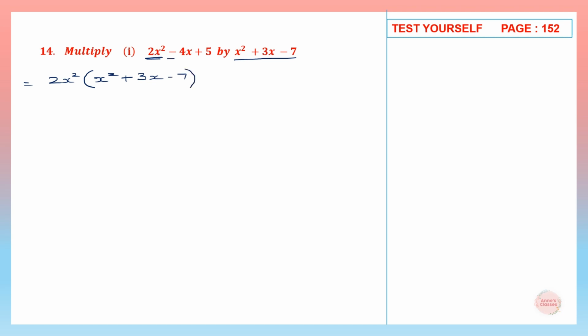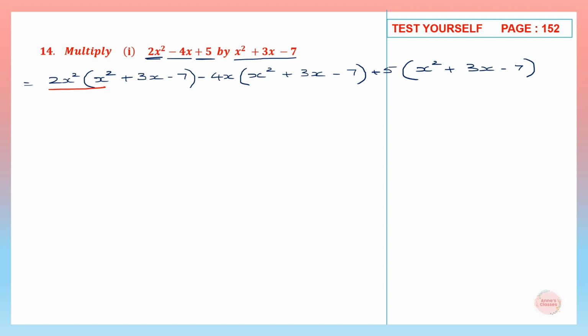Now you take the next one, so that is minus 4x, and again multiply this with the whole of the next polynomial, which is x square plus 3x minus 7. Then you take the third term here, which is plus 5, and again multiply it with the whole of the second polynomial, x square plus 3x minus 7. Now here we are going to start with this. So first multiply these two.